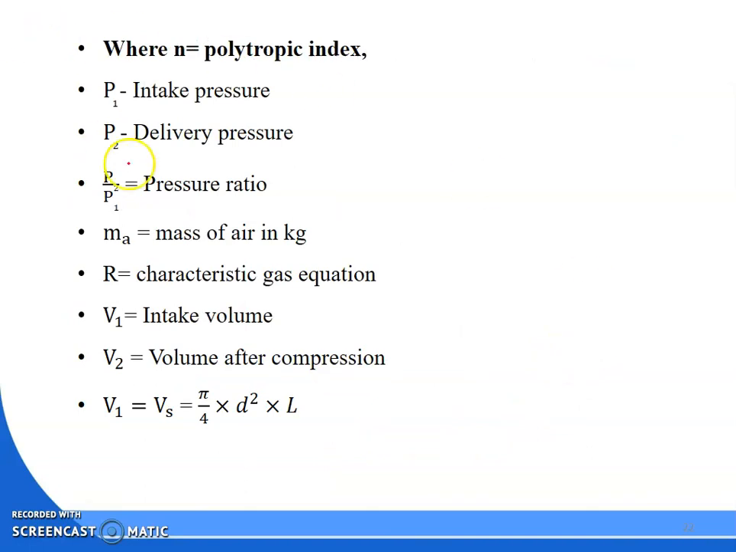Next, what is n? n is the polytropic index. P1 is the intake pressure, P2 is the delivery pressure, and P2 by P1 is the pressure ratio. Ma is the mass of air in kg, R is the characteristic gas constant, V1 is the intake volume, and V2 is the volume after compression. You know that V1 is equal to Vs, which is pi by 4 D square into the stroke length, the area of a circle.